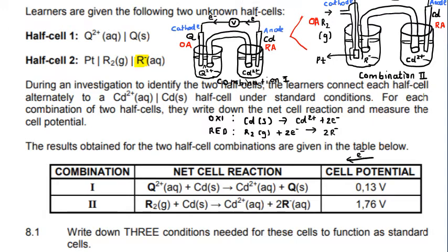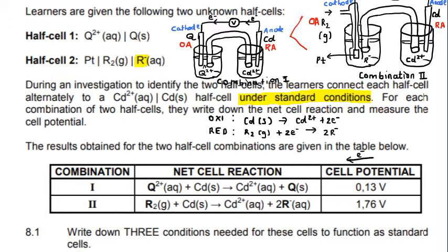Question 8.1 says to write down 3 conditions needed for these cells to function as standard cells. This is just theory, so I'm not going to write it down. Whenever we are dealing with these experiments under standard conditions, it means that we are evaluating these standard E0 cell potentials under the conditions whereby any solutions in the beakers always have to be at a concentration of 1 mole per decimeter cubed. The experiment itself has to be conducted in an environment at a temperature of 25 degrees Celsius, that's room temperature.